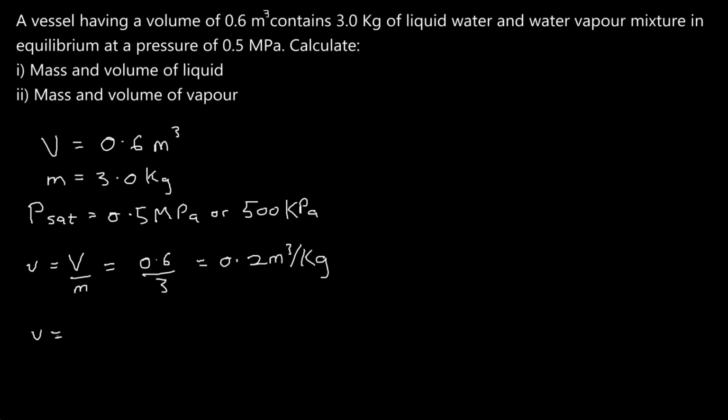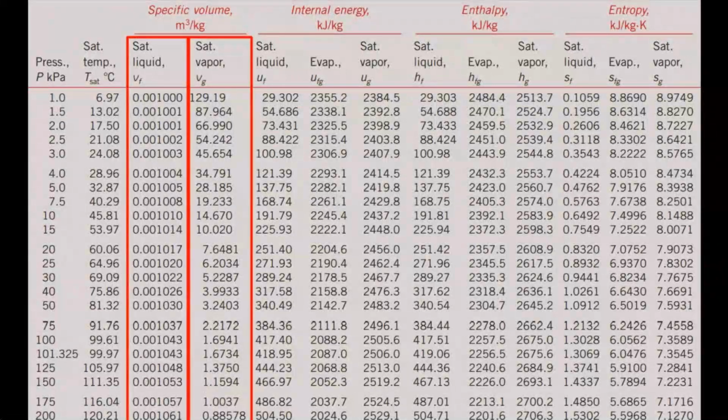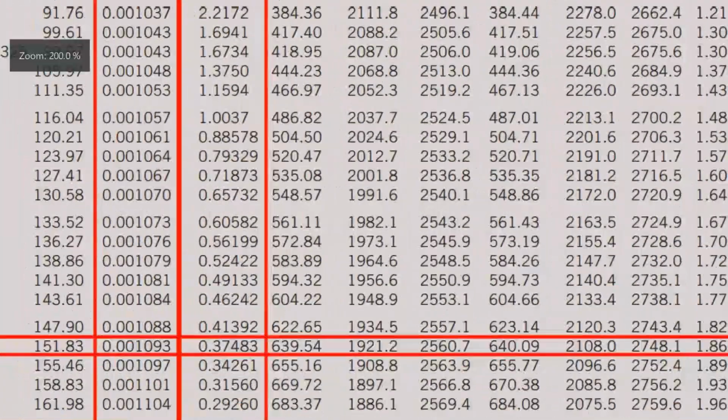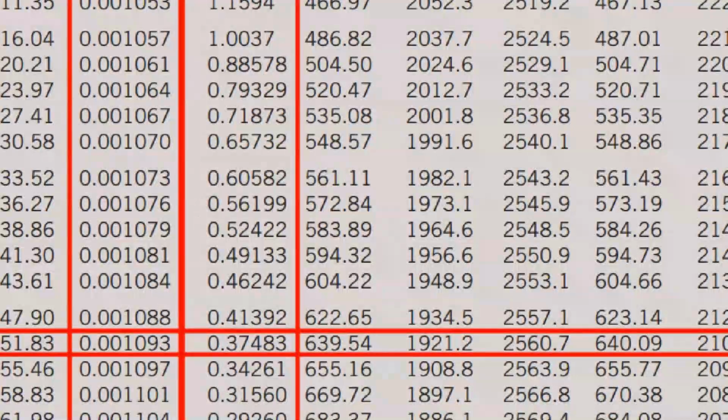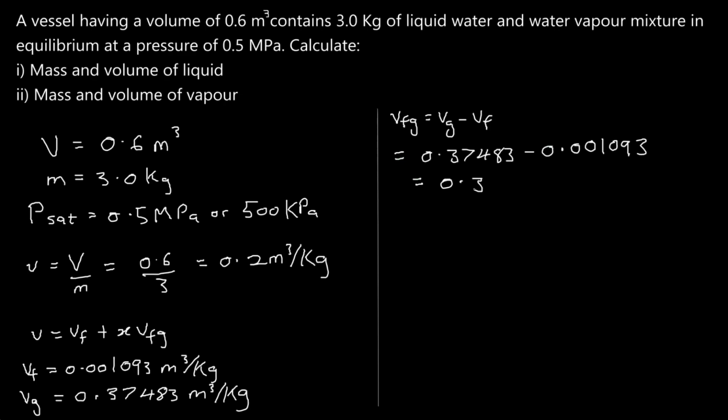We know v equals vf plus x vfg, and using our steam tables we can find vf and vfg at 500 kilopascals. So vf equals 0.001093 meters cubed per kg, and vg equals 0.37483 meters cubed per kg. Now the difference, vfg, which is vg minus vf, equals 0.37374 meters cubed per kg.